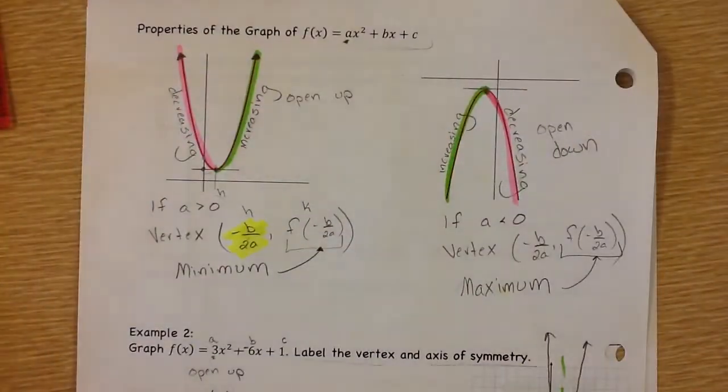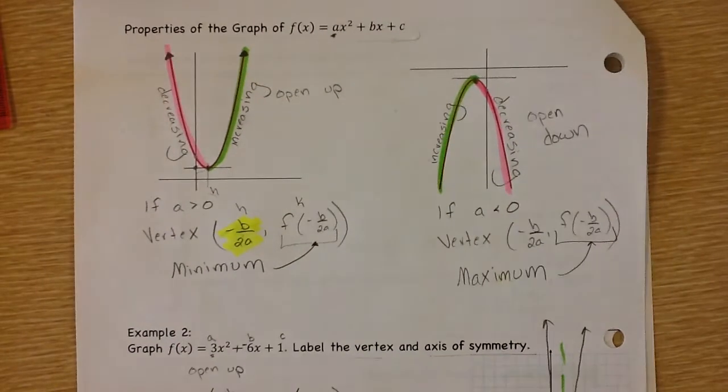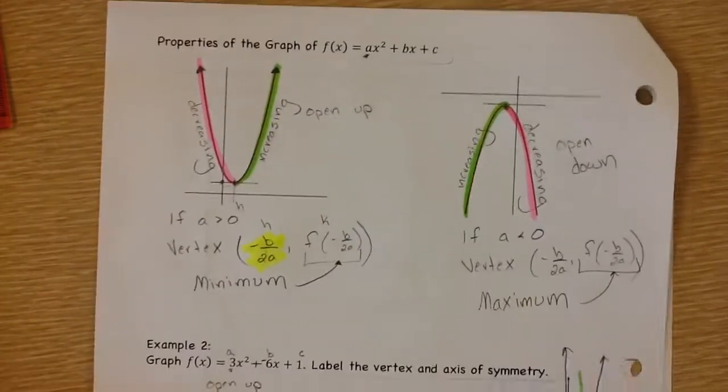We're decreasing there on the other side. Again, in this lesson, what are we doing? We're taking parabolas and we're breaking them down and finding all of the different pieces and ways of describing it.